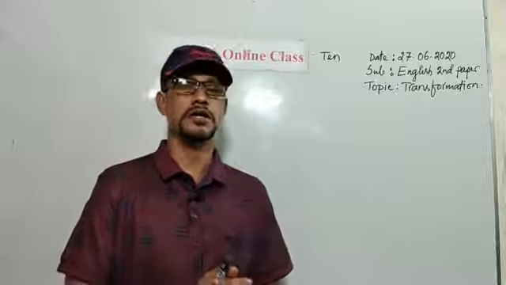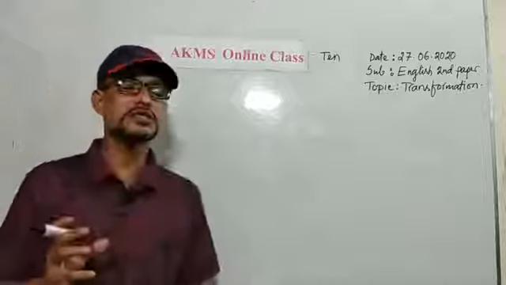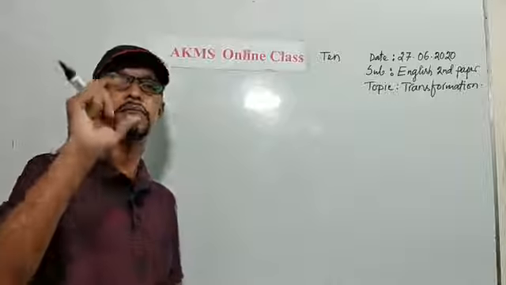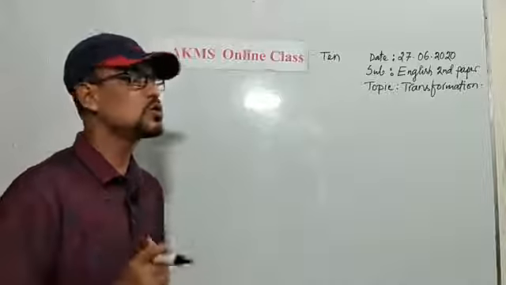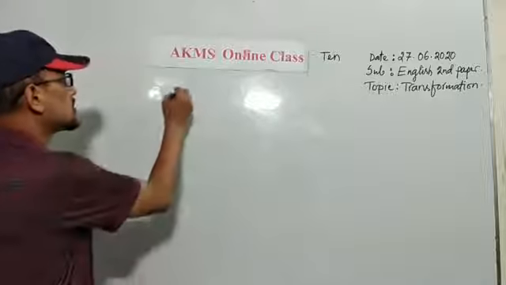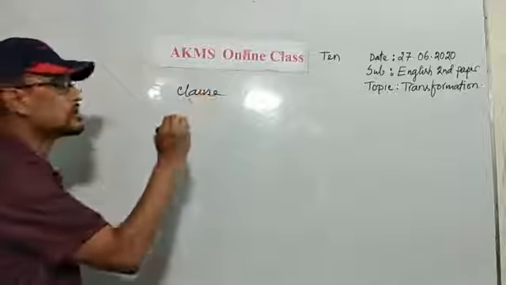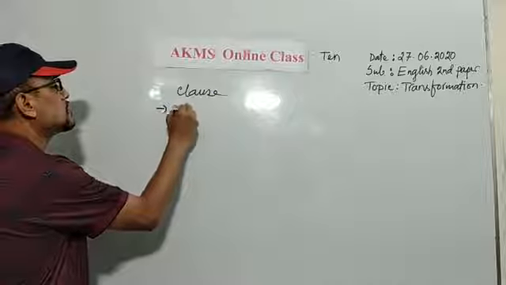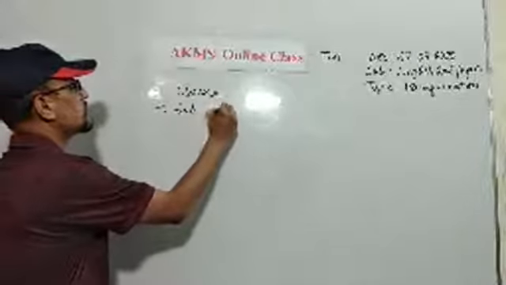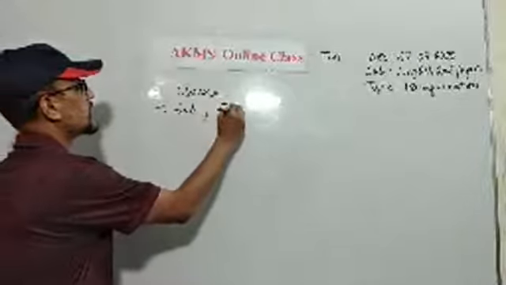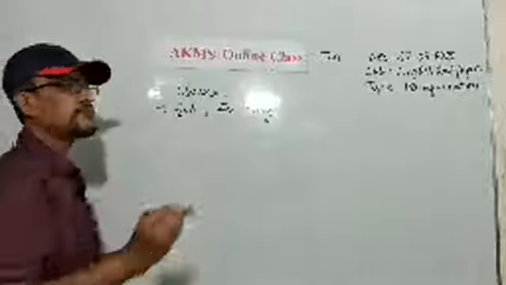All of you know what a simple sentence is. A simple sentence is just like a principal clause, and you know what a clause is. If you want to know about a clause, a clause contains a subject, a finite verb and an object. Subject, finite verb and object.